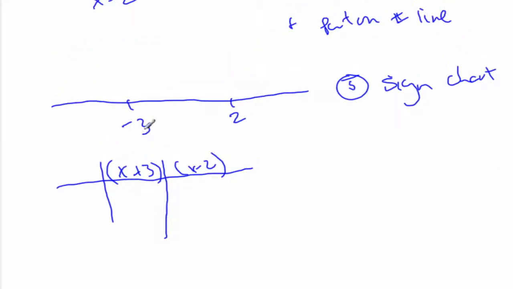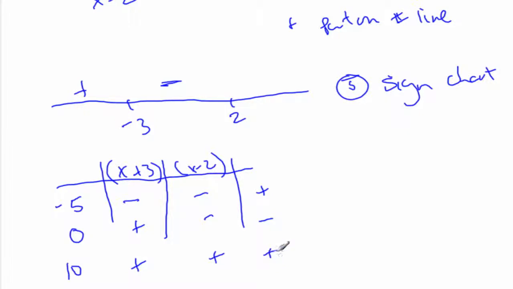Now I take a value to the left of negative 3, so let's say negative 5. Plug negative 5 in here, which gives me a negative value, and this would also be negative. So overall, this is positive. Pick a value between the two, like 0. Plug 0 in there, I get a positive, negative, which makes a negative. Then pick a value to the right of 2. I plug 10 in, I get a positive and a positive, so overall it is positive over there.